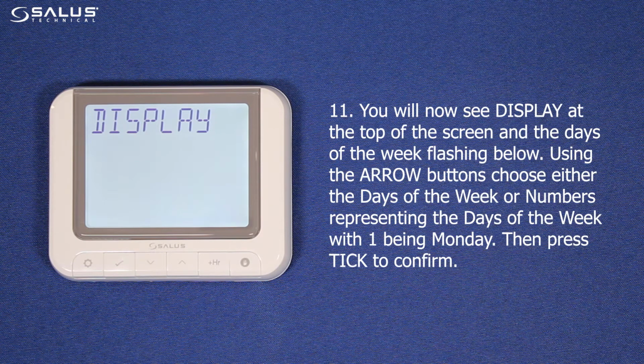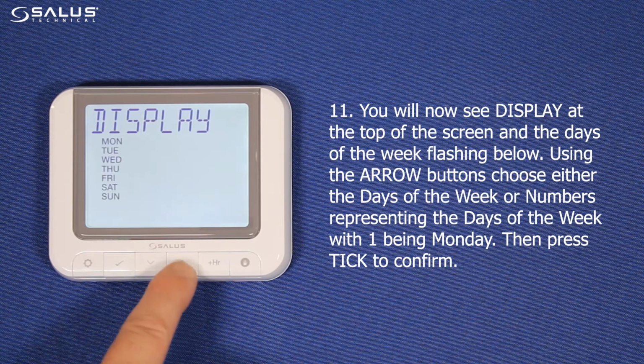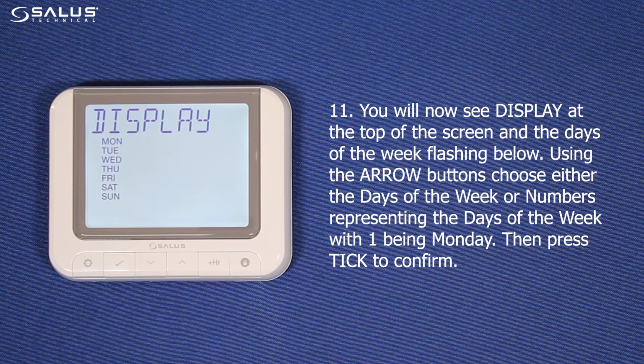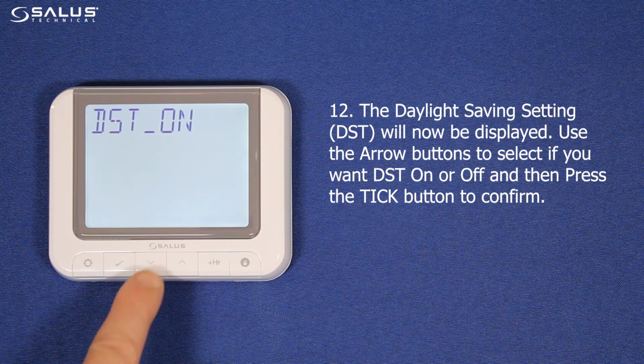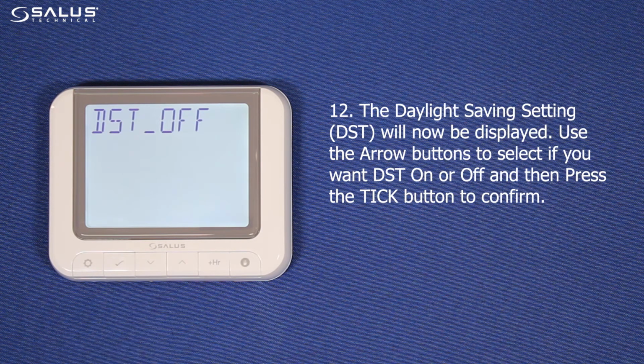11. You will now see display at the top of the screen, and the days of the week flashing below. Using the arrow buttons, choose either the days of the week, or numbers representing the days of the week with one being for Monday. Then press tick to confirm. 12. The Daylight Saving Setting, DST, will now be displayed. Use the arrow buttons to select if you want DST on, or off, and then press the tick button to confirm.